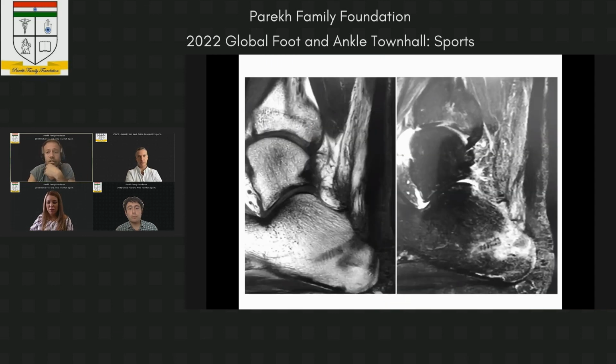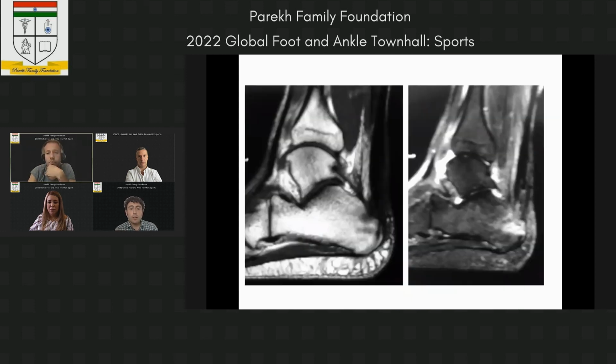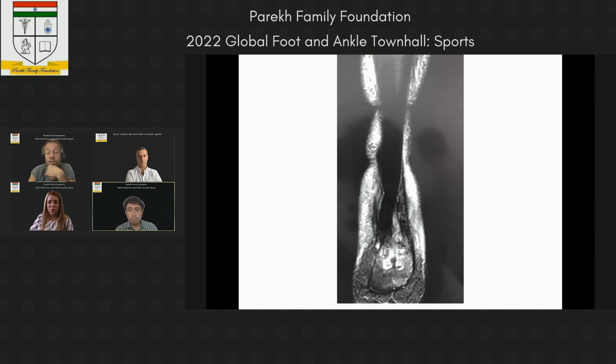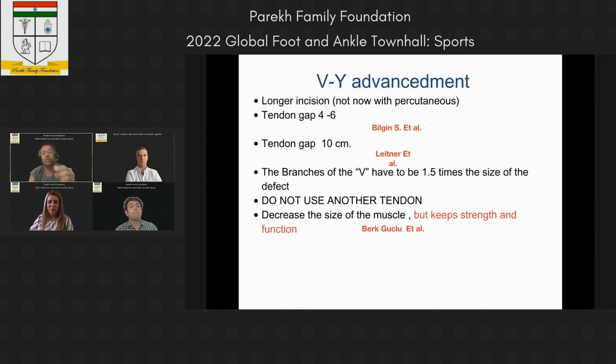This was the result on MRI. Looks beautiful. Tendon. Really. So I tried to look for some information about this before doing this. Remember, you always do a longer incision, not now with the percutaneous treatment. Remember, you can use it for tendon gaps from 4 to 6, until 10 centimeters. This is very important: the branches of the V have to be 1.5 times the size of the defect.